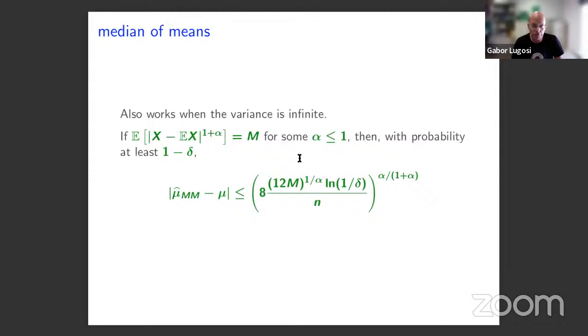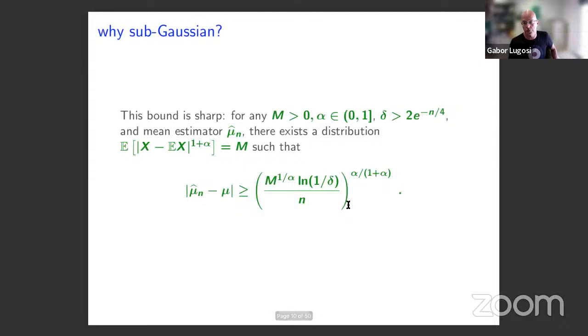The median of means also works when the variance is not finite. This is just a side remark. In my talk, I will mostly focus on the situations when the second moment of the distribution exists. But if it doesn't, but some other moment exists, some moment of order, let's say, 1 plus alpha for some number alpha, then the median of means has this property, now that the rate of convergence deteriorates a little bit if alpha is less than 1. And this is actually optimal. One can show a lower bound that no estimator can perform better than this type of bound for the class of distributions whose 1 plus alpha moment is finite.